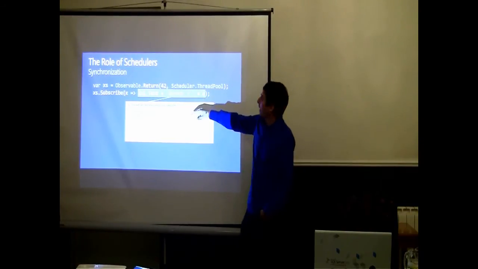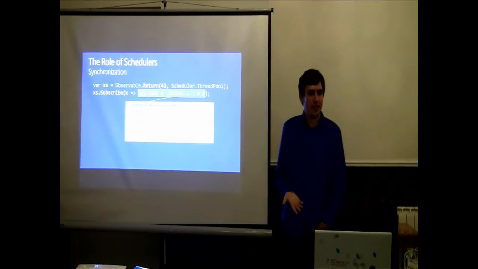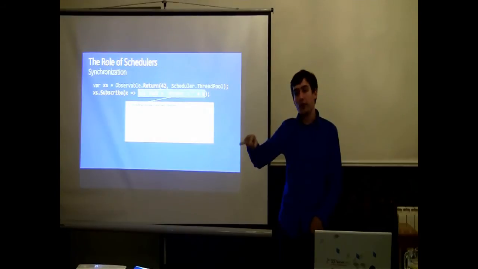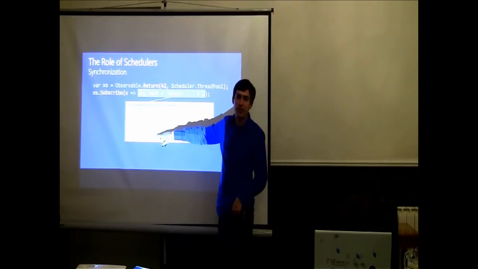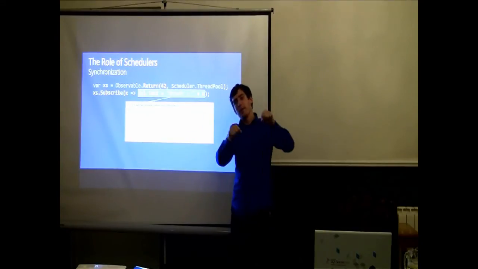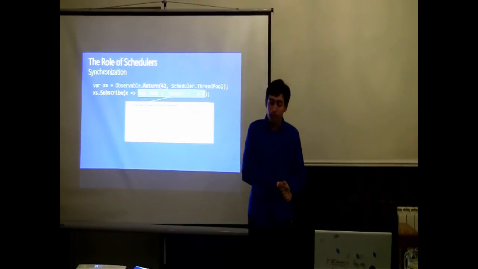What could I do here? I could say Observable.Return(42) on the Windows Forms scheduler. What happens then? We are generating the onNext call on the Windows Forms message loop, which means this code would run on the message loop, which means this thing would not fail. So you can parameterize where things are happening to make sure they're happening in the right spot.